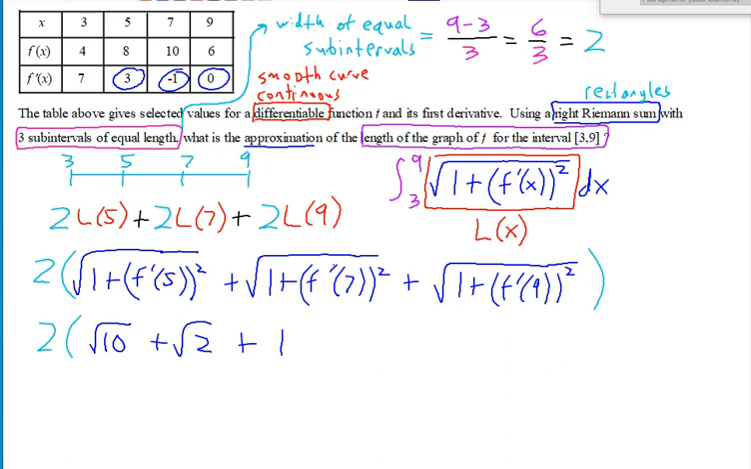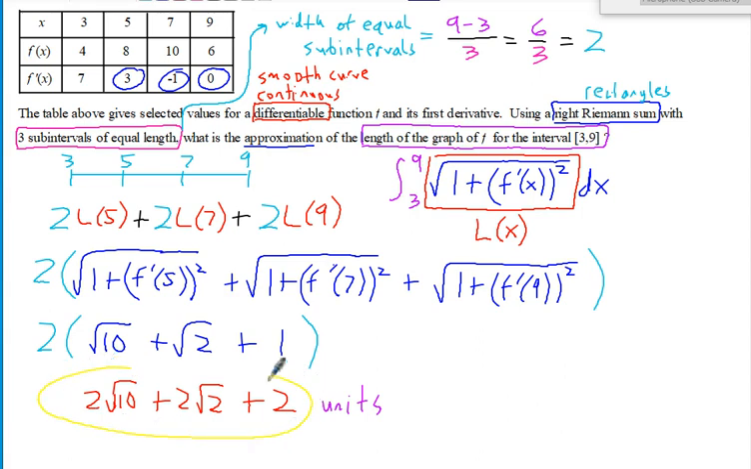So you could leave it like that, or you could distribute out the 2 to get 2 root 10 plus 2 times the square root of 2 plus 2. And they don't give you specific units here, so remember arc length is just one-dimensional. So if you want, you could just put units. We don't know if it's centimeters, inches, meters, we don't know what it is. So you don't have to put the units.